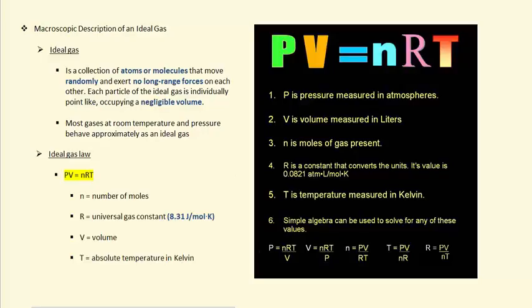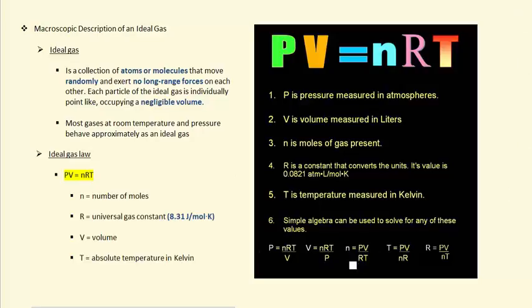We see that the equation we get from the ideal gas law is PV equals nRT, where P is our pressure, V is our volume, n is our number of moles, R is our universal gas constant, which has a constant value of 8.31 joules per mole Kelvin, multiplied by our temperature, which is measured in the Kelvin scale. So if we look at our figure to the right, we see we have the ideal gas law summarized with the definition of each variable.